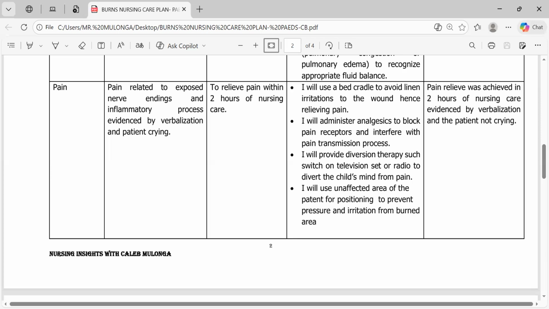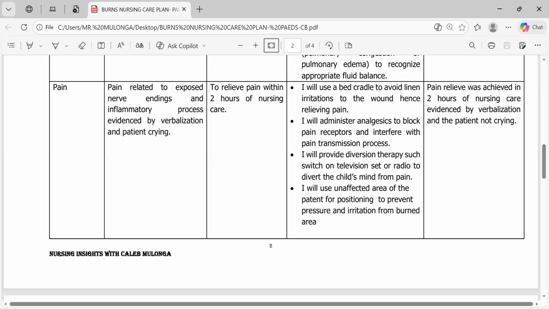Number 1. Of course, the first one, you assess the pain levels, but this is a child, so that is not really dependable. But we can do other things here. Firstly, what we can do is use a bed cradle to lift the weight of the linen off the burns, therefore relieving pain or preventing pain. So remember, the patient has burns on the chest, on the anterior trunk, and the right upper limb. So we can use a bed cradle to lift the linen off the skin or the burnt area.